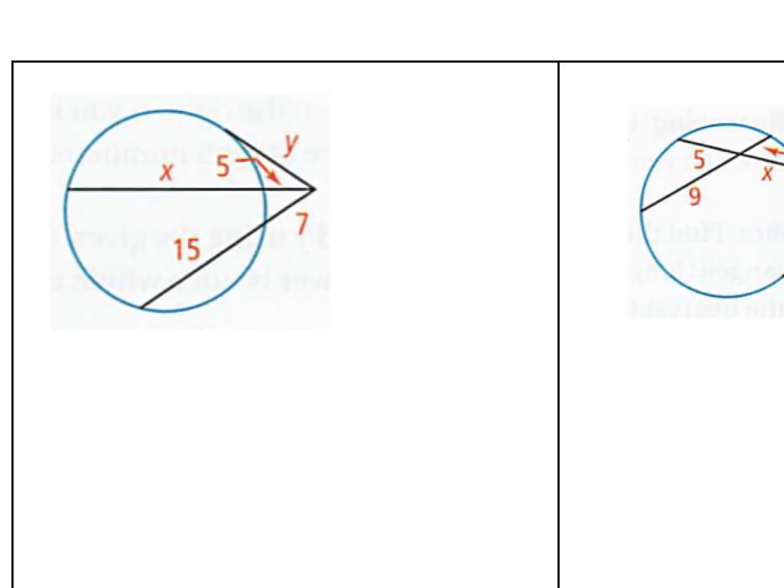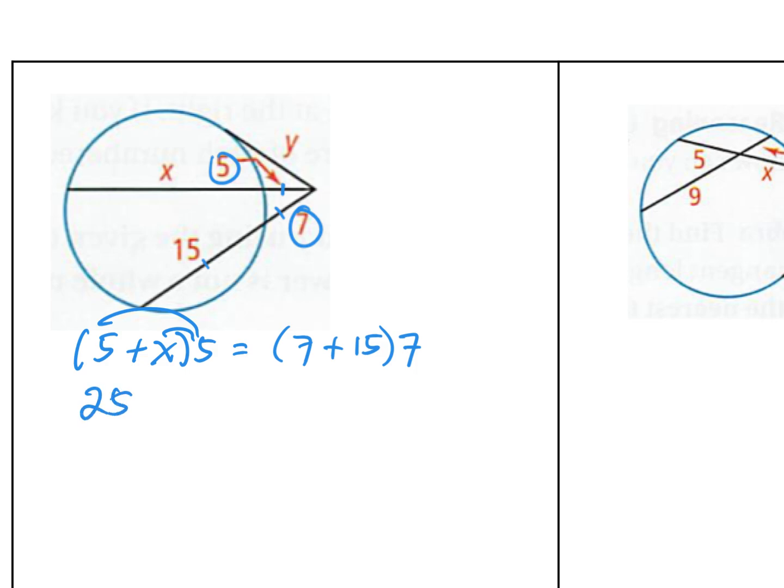In here, this one is 5, so I'm going to solve for my x first. To do that, we're going to write 5 first. This is the one outside plus inside, and then multiplied by the one outside, and that's going to be equal with outside first and then inside, then multiplied by the one outside. We're going to distribute that. 25 plus 5x is equal to 15 plus 7, which is going to give you 22. Then we multiply that by 7. That's going to give you 154.